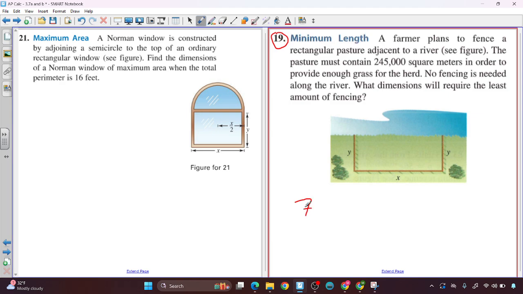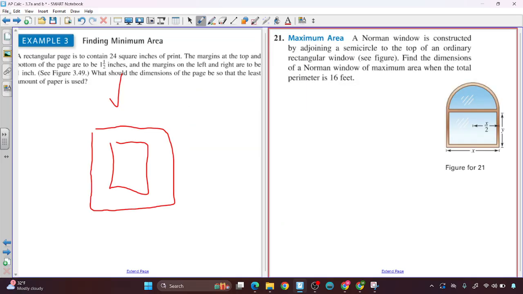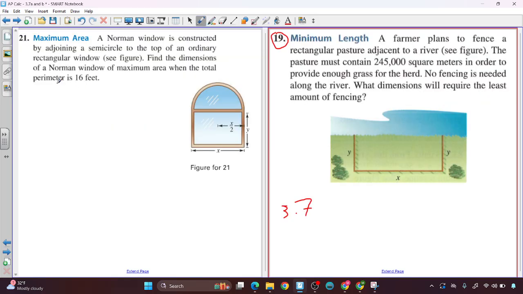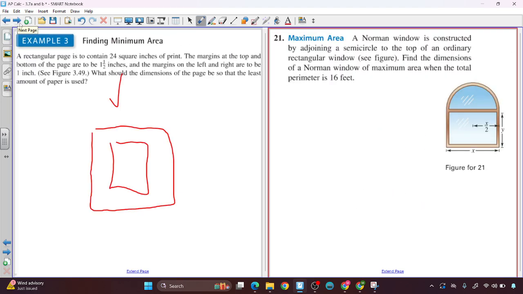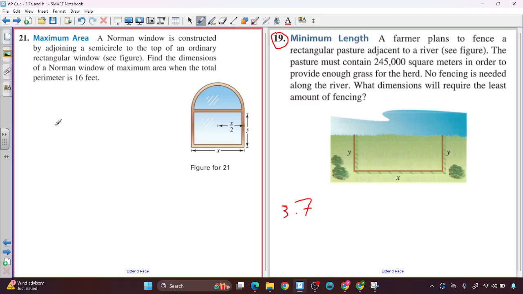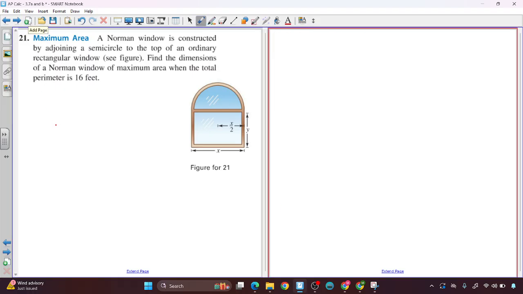I think we're in 3.7. So be sure you try that one. Speaking in the year 2025, if you're going to be asked this on a test or quiz, it's either going to be the rectangular print, the Norman window, or something where a farmer has to make a fence, something very close to this. I didn't like the wire one that we did a little while back, and I didn't like the closest point, so I'm not going to subject you to that.